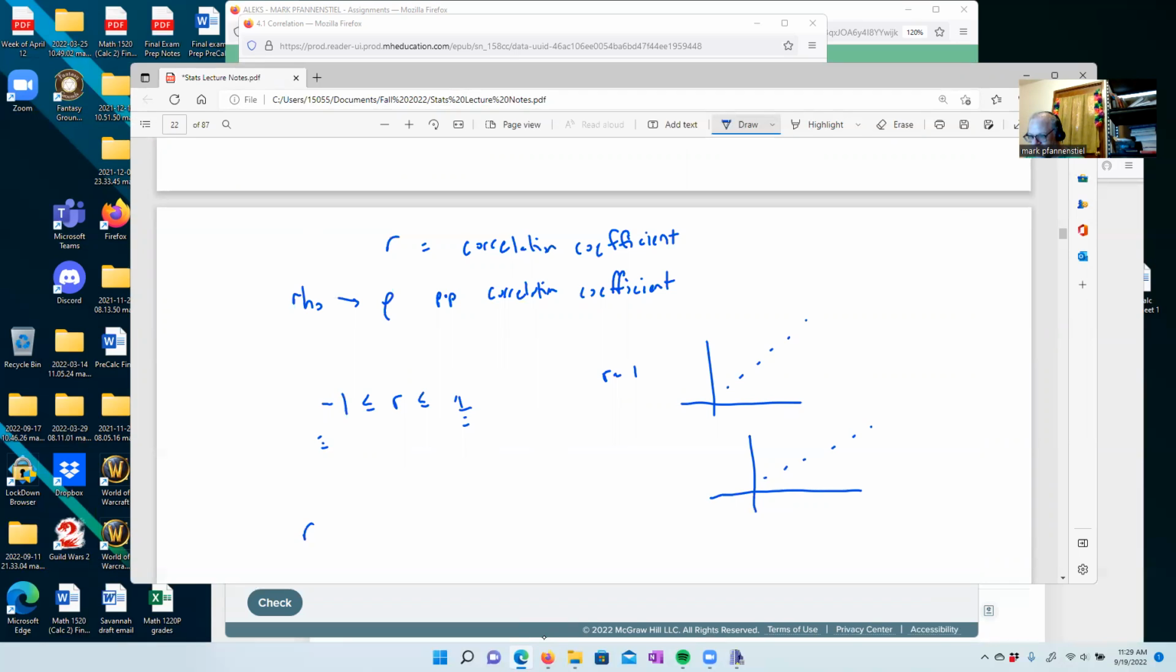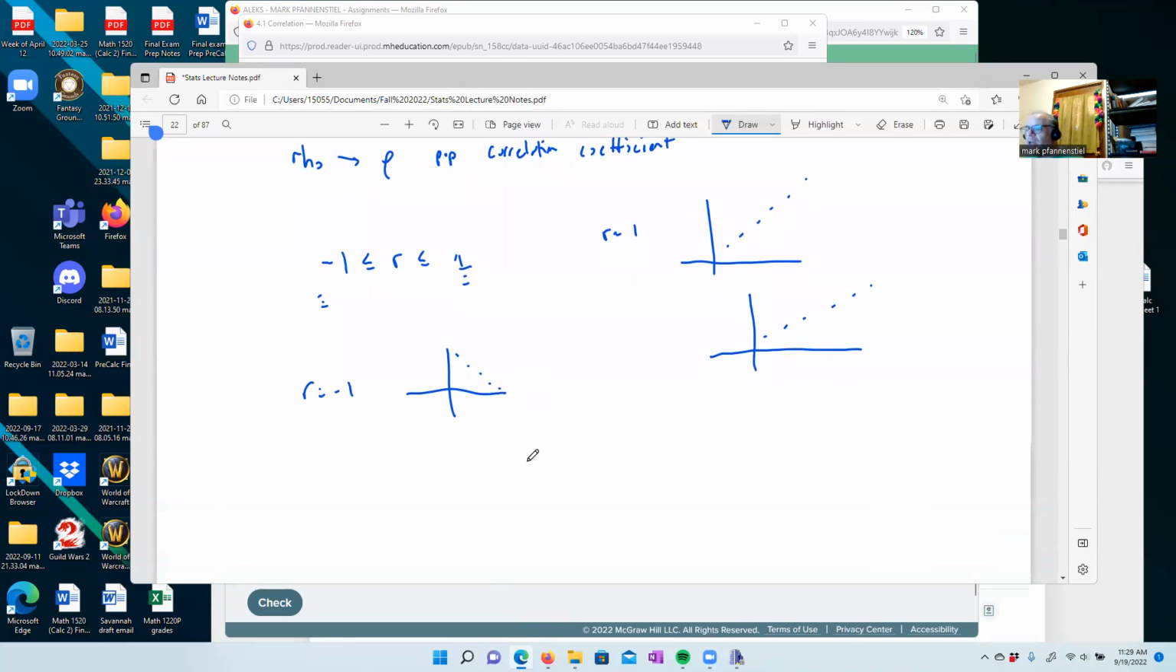If correlation is equal to -1, then again we're going to have dots, and it's going to be a perfect line. Correlation equals 0 means that there is no linear relationship between the two variables. So there are just dots.